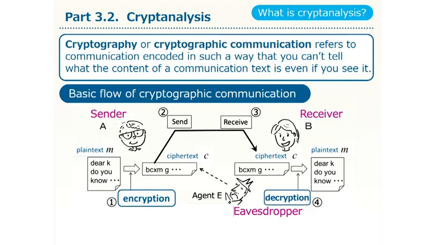Recall that our challenge is to make a cryptanalysis program. Let's clarify what it is. Here again, consider the basic flow of cryptography. Cryptanalysis is what Agent E would do. Remember, we assumed that eavesdropper E was able to get the ciphertext completely by some method. Cryptanalysis is computing the original plain text based on this.